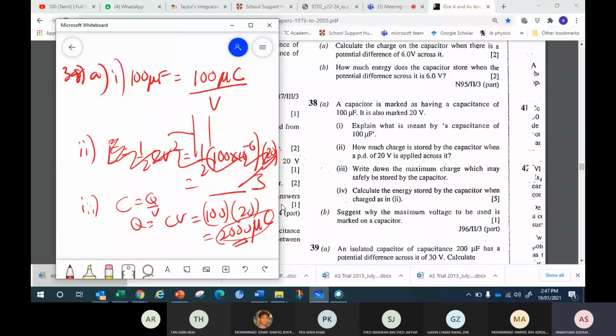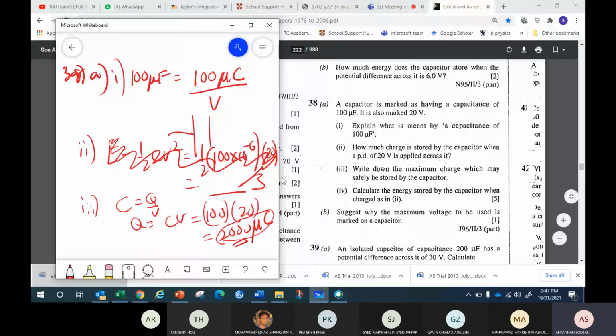Anybody? Why is the maximum voltage stated on the capacitor? If you exceed that voltage, what will happen? Anyone? Electrical breakdown. We say electrical breakdown will happen.